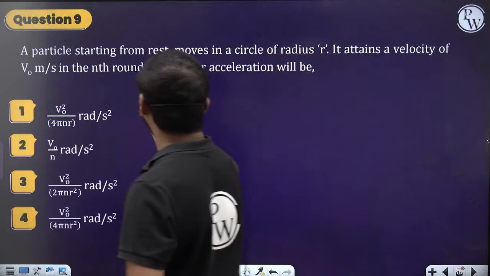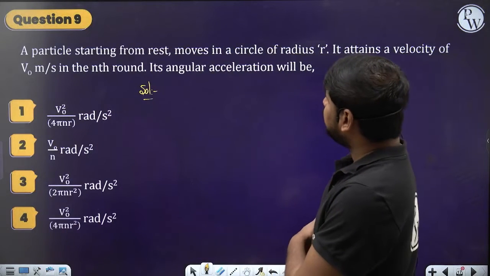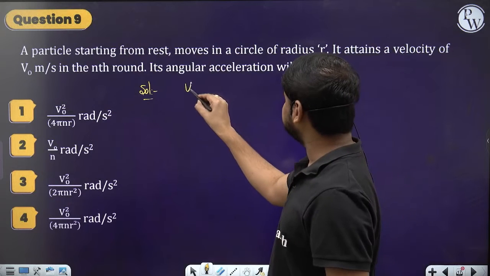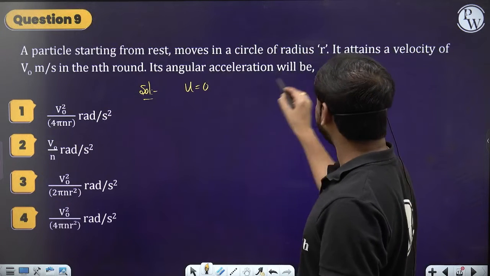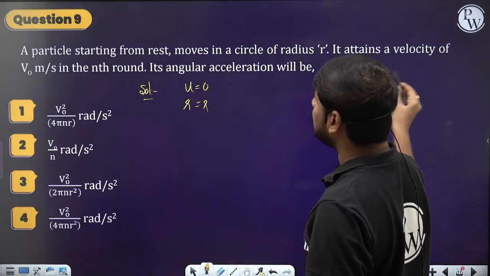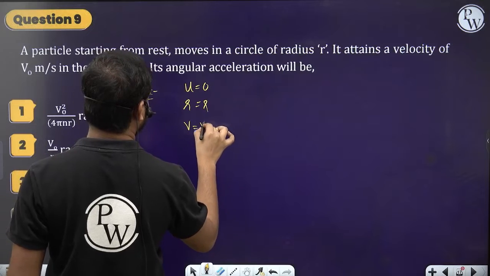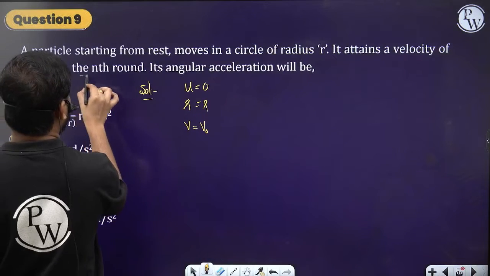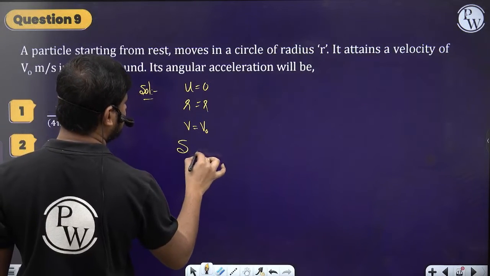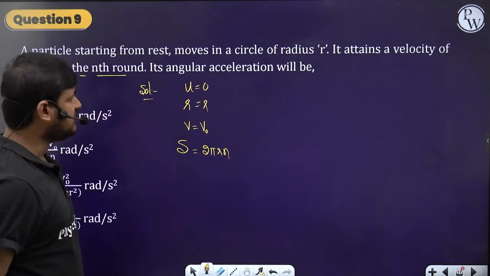So the next one. A particle is starting from rest, so its initial velocity is 0. It moves in a circle of radius r. It attains a velocity v equal to v naught at the end of the nth round. So what is the distance covered? 2 pi r into n is the distance covered.